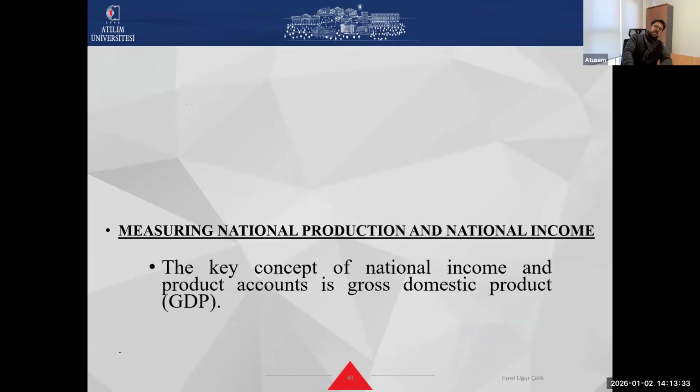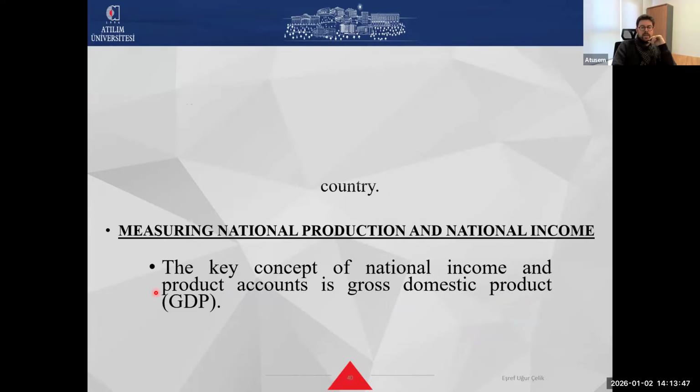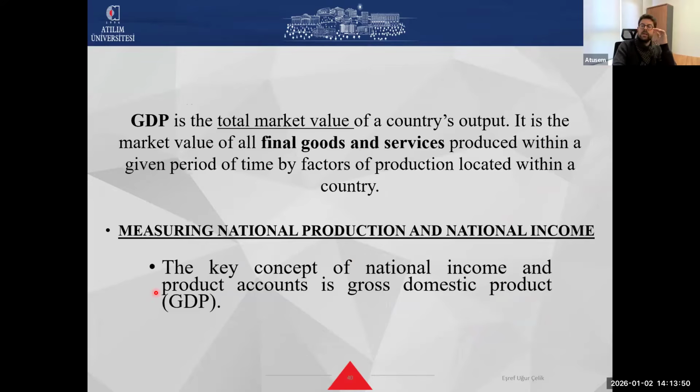Then our last two topics. National income or GDP. Let's look at the GDP definition. GDP is the total market value of the country's output. It is the market value of all final goods and services produced within a given period of time by the factors of production located within a country.